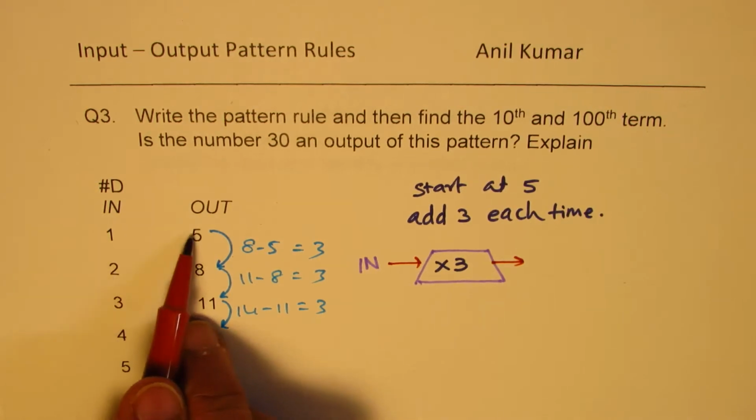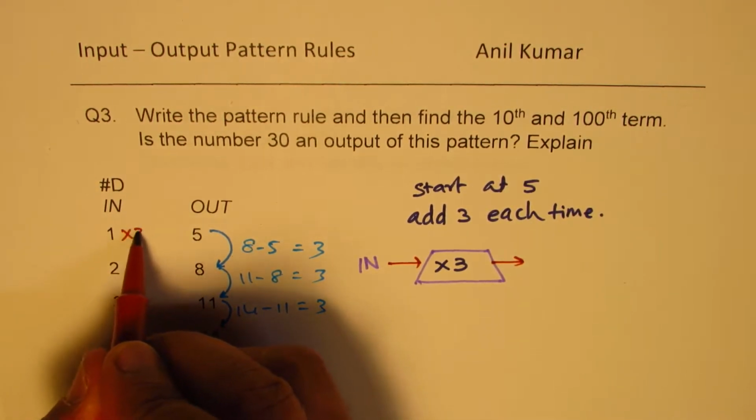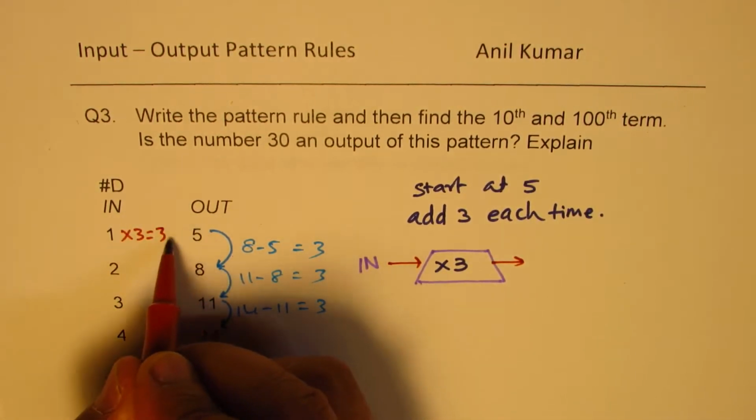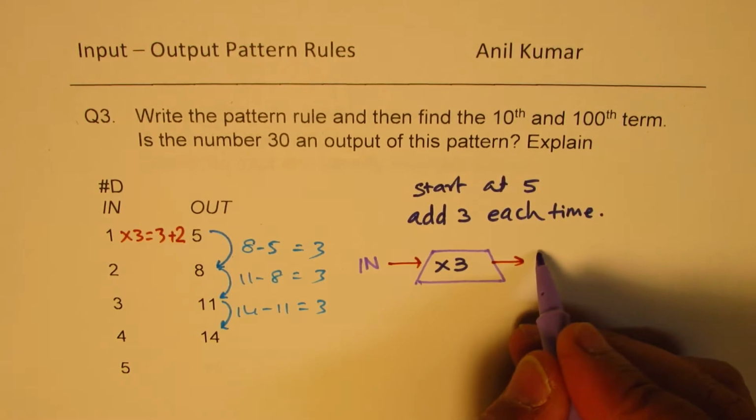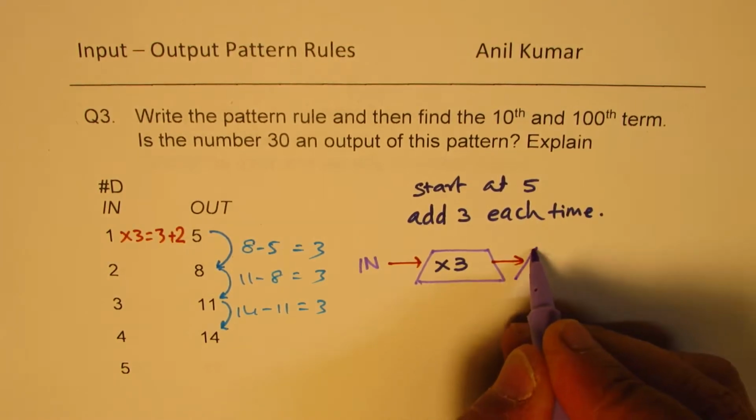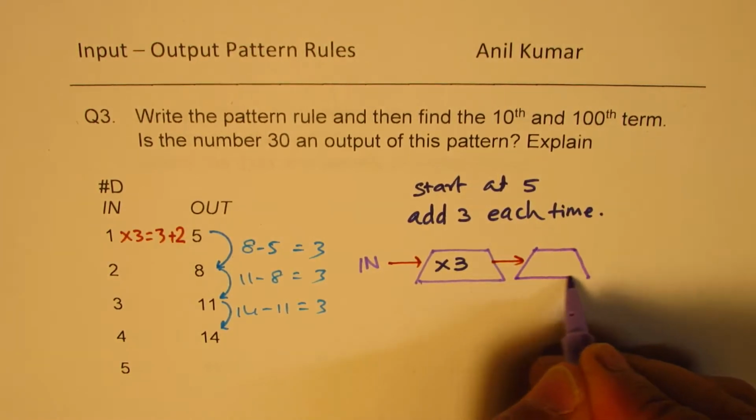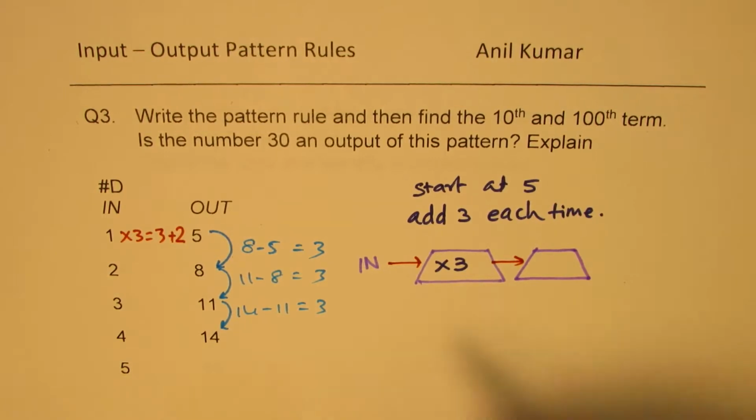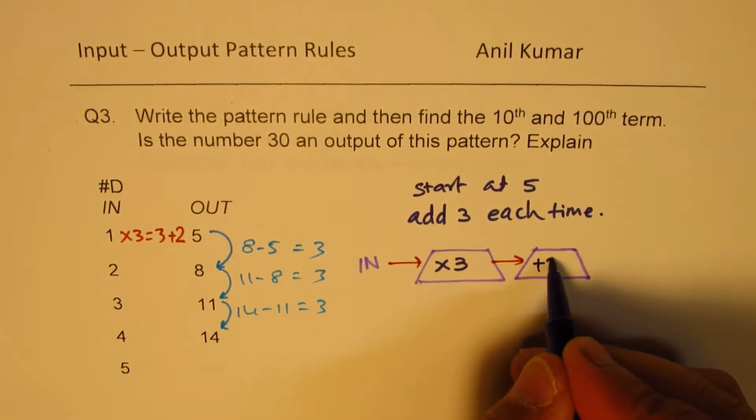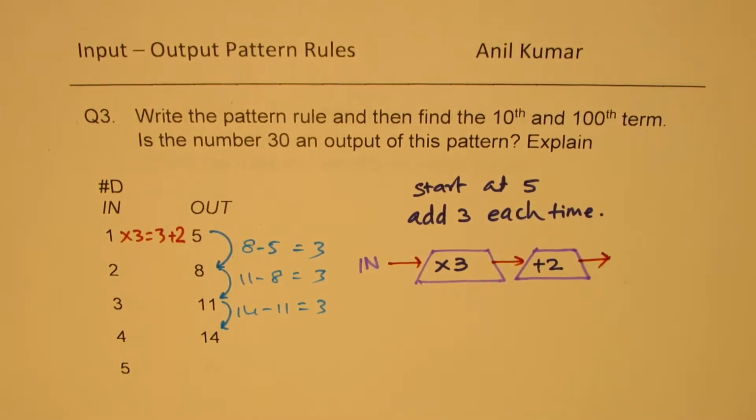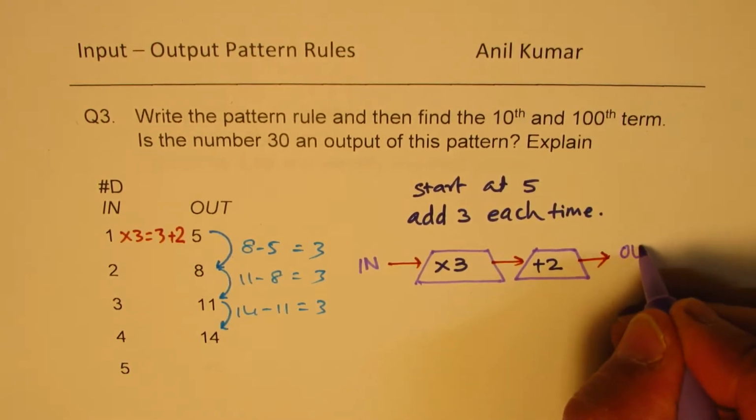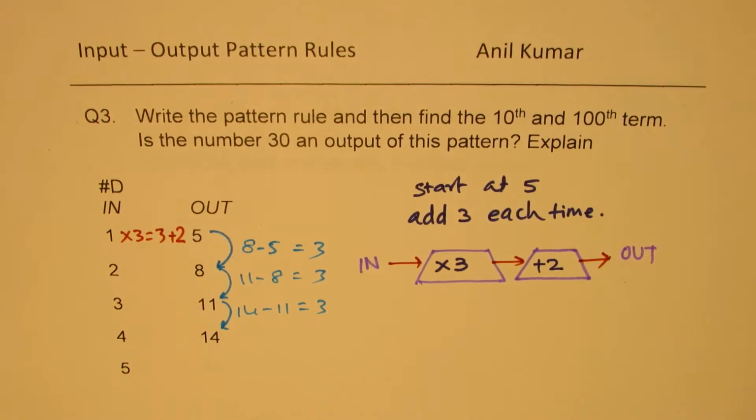1 times 3 is 3, right? So 1 times 3 is 3. To get 5, I have to add 2 to get 5, correct? So what we do next is we add 2. So in this machine, we have the operation times 3 plus 2. And then we get our output. Do you see that? So that becomes our pattern rule.